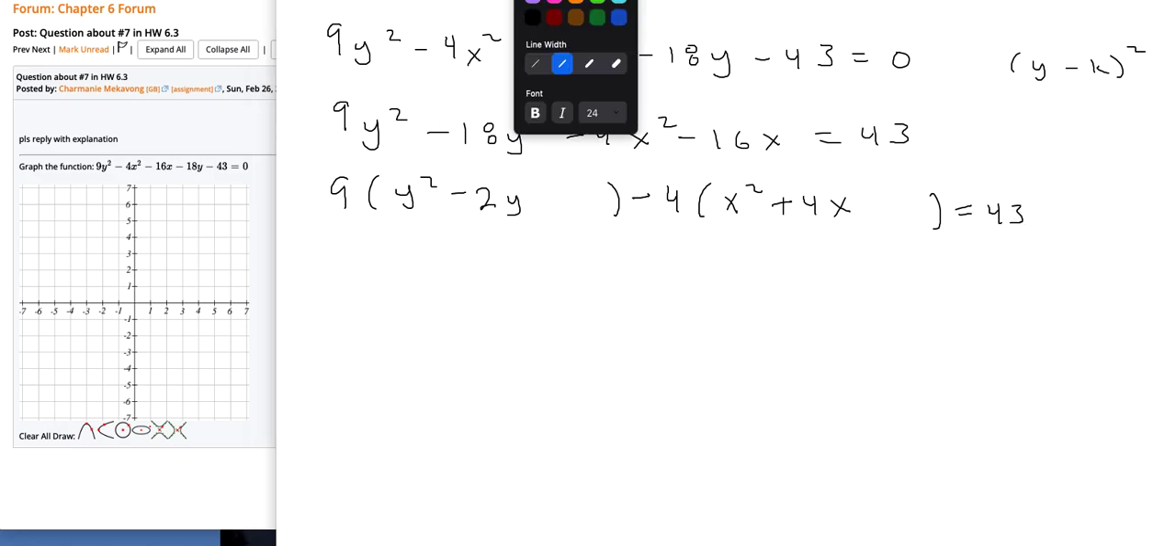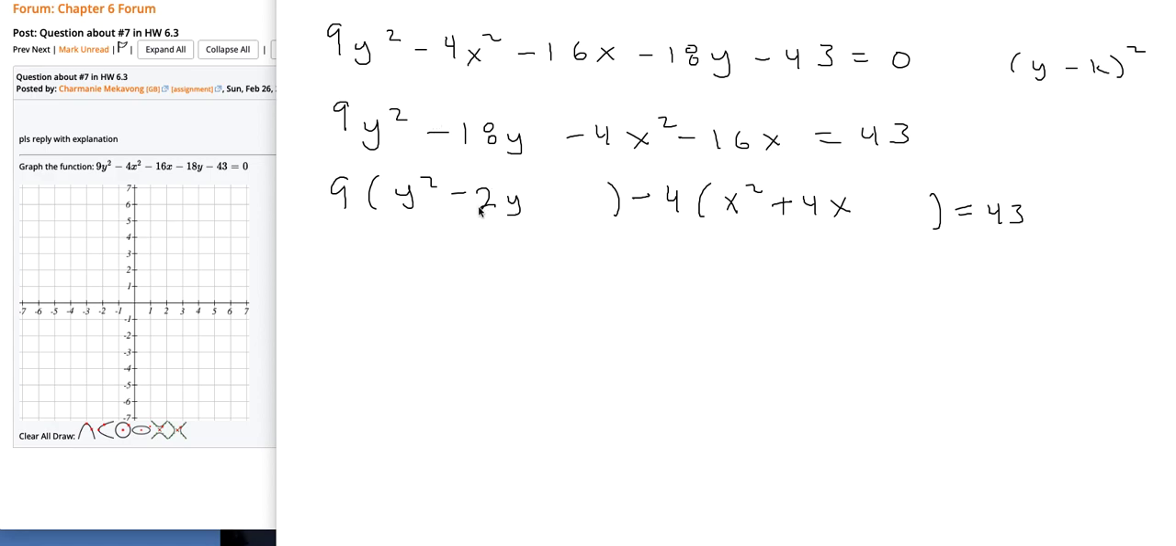So here we'll complete the square in y. Half of 2 is 1, and 1 squared would make 1. So we're going to go plus 1. And then this 1 right here, if I distribute that 9 through, it's really a 9. It looks like a 1, but it's being multiplied by that 9 in front. So to balance that out, I have to add 9.